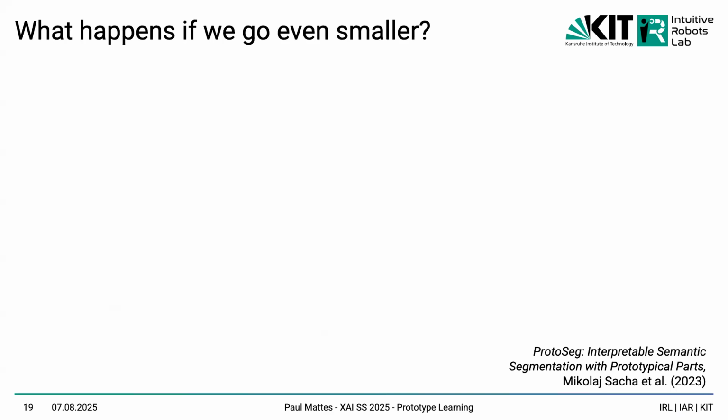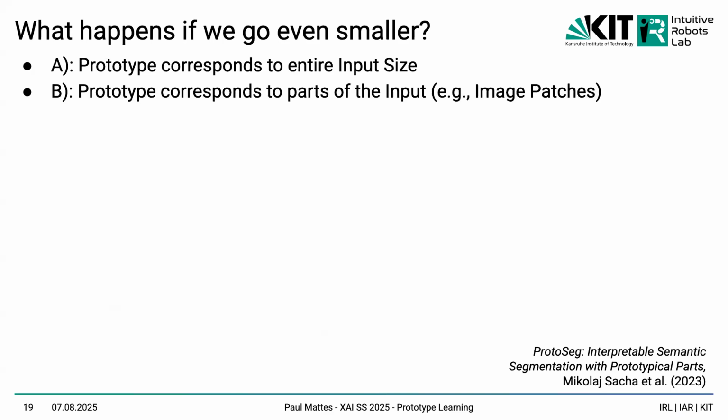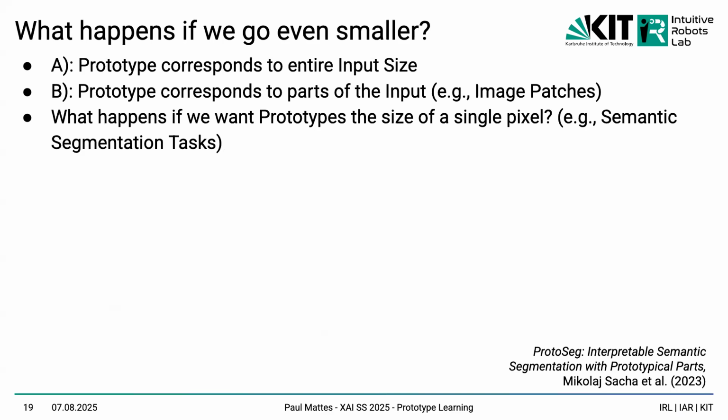So one more step is that we can even go smaller, right? Because currently we looked at the whole image, then we looked at parts of the image. So what happens if we now go down to single pixels? And this is quite interesting because now we are not at the classification task anymore or the bounding box task, but we could also do semantic segmentation tasks, right? Where in each image, each pixel corresponds to some specific prototype.